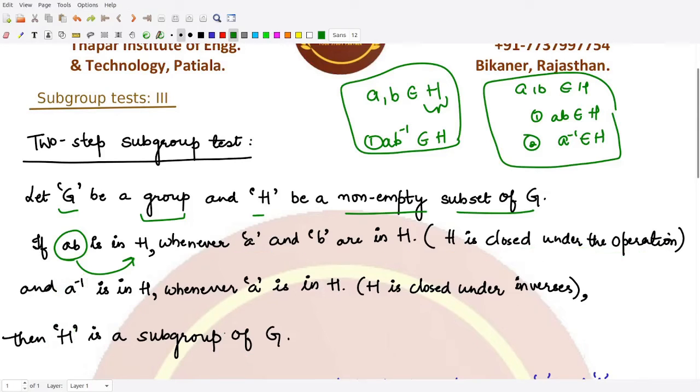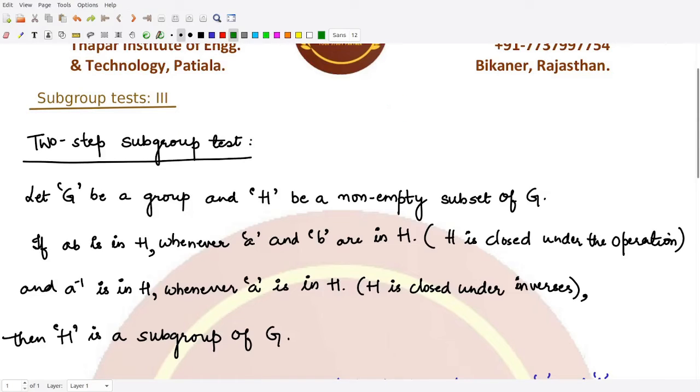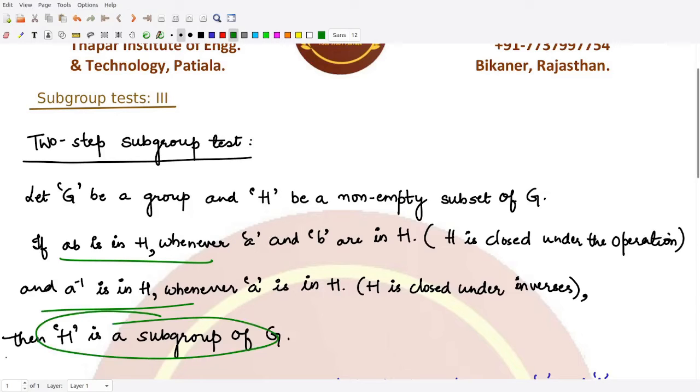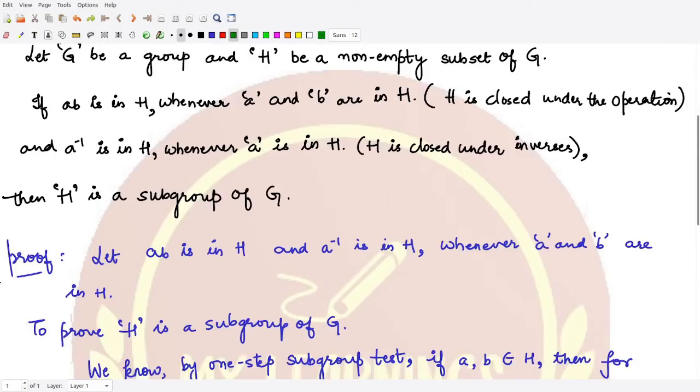So this is the test. Now let's try and prove this. The proof is very simple, so let's see how we can proceed. We first assume that this condition holds, and we will prove that H is a subgroup of G. We assume that AB is in H and A inverse is also in H whenever both A and B are present in H. These are the assumptions made by us, and we want to prove that H is a subgroup of the group G.